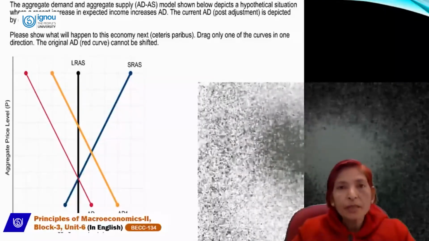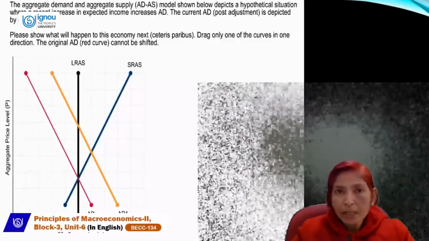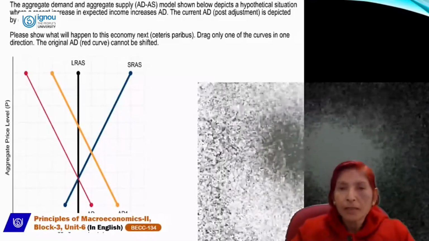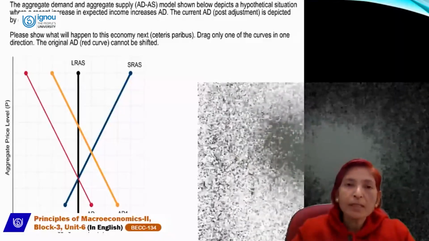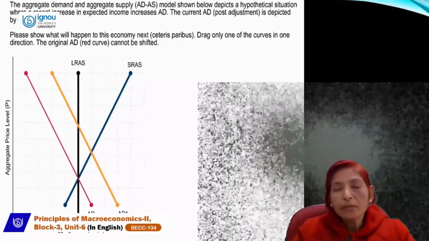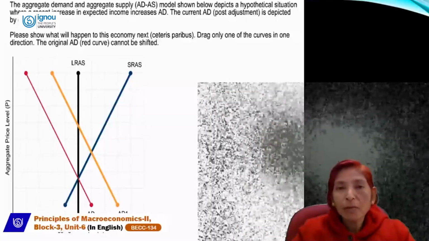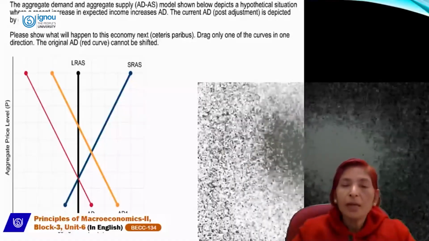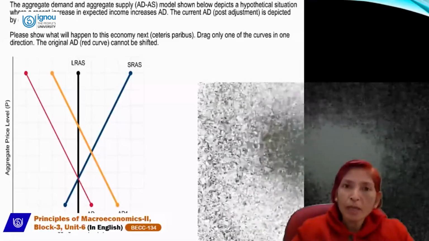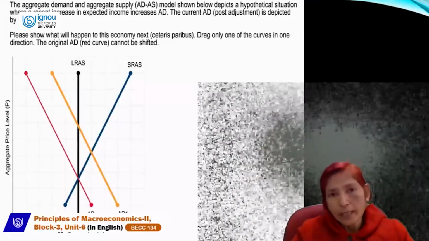So if the Reserve Bank increases money supply, then circulation of money will rise. And due to the rise in circulation of money, public purchasing power will also rise. When people have more money, then their demand will also rise. And due to the rise in demand, the curve will shift to the right hand side.